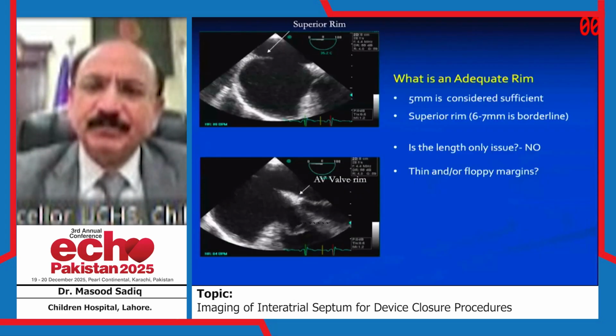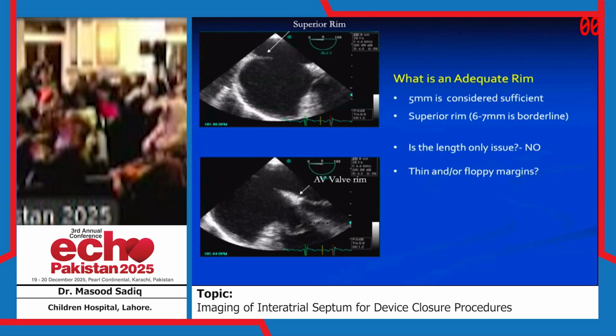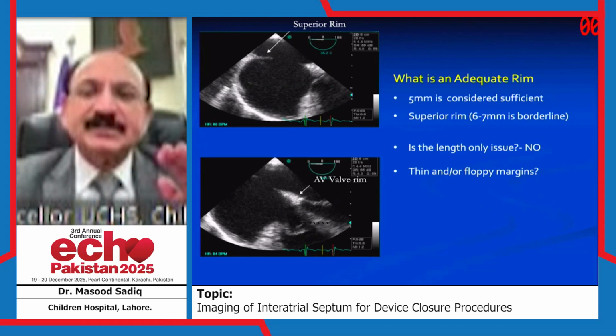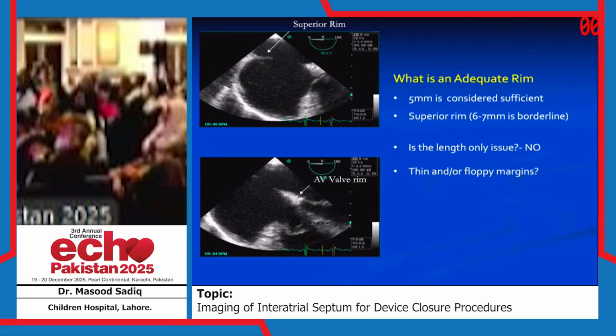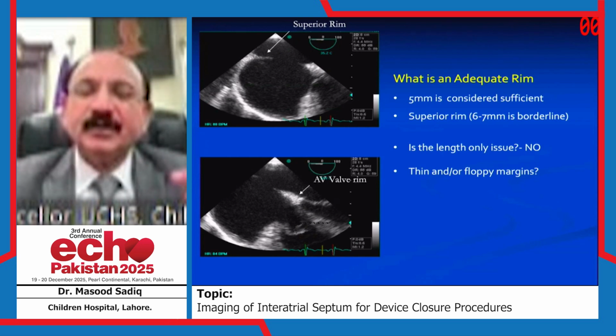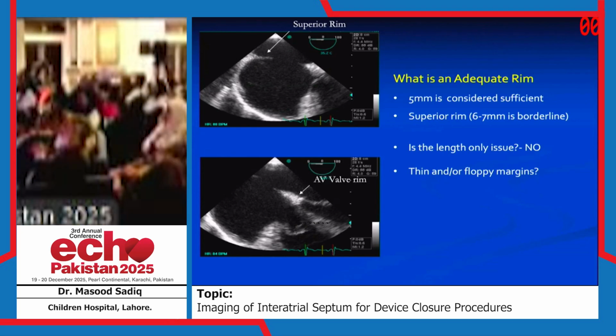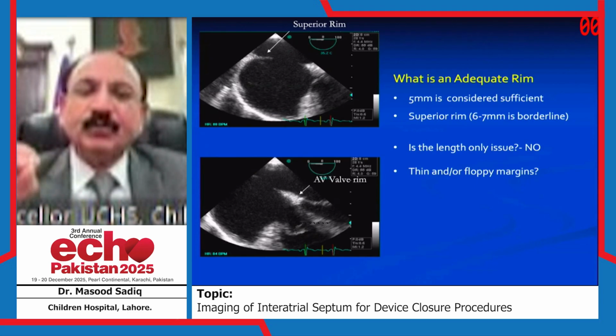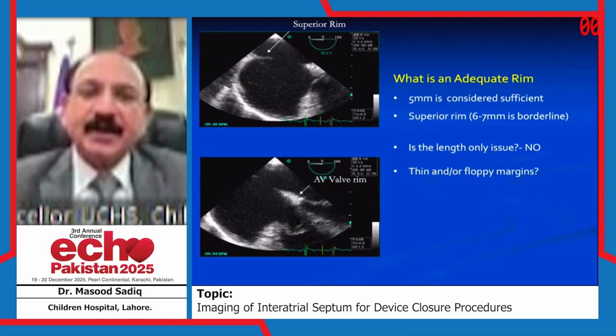So what is an adequate margin? I think for a device closure of an atrial septal defect, generally speaking, you would need a minimum of 5 millimeters. Although for a superior rim, we would even think about 6 to 7 being borderline, because length is not the only issue that you look for. You need to make sure that it's thick enough that it will hold the device. If it's very thin or floppy, then even 5 or 10 millimeters may not be adequate, and you might be looking for a significantly higher length.